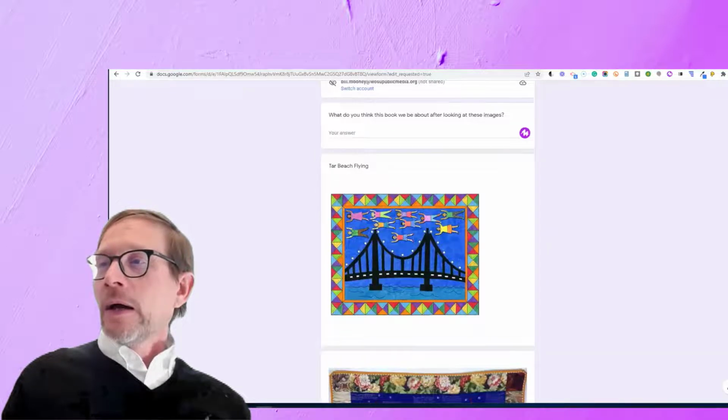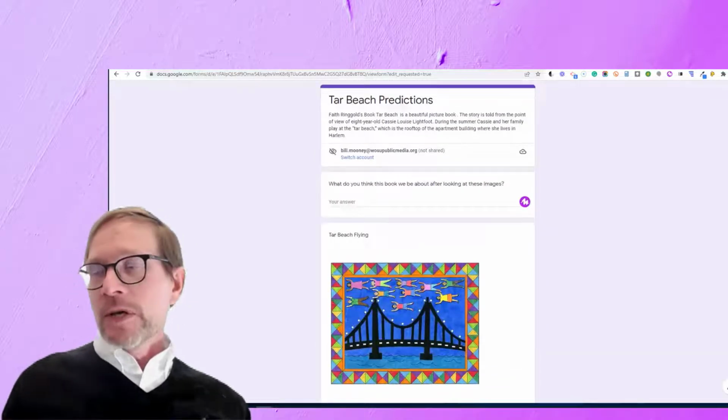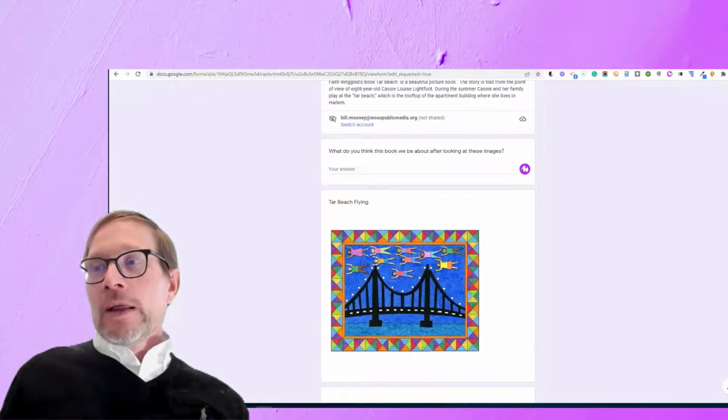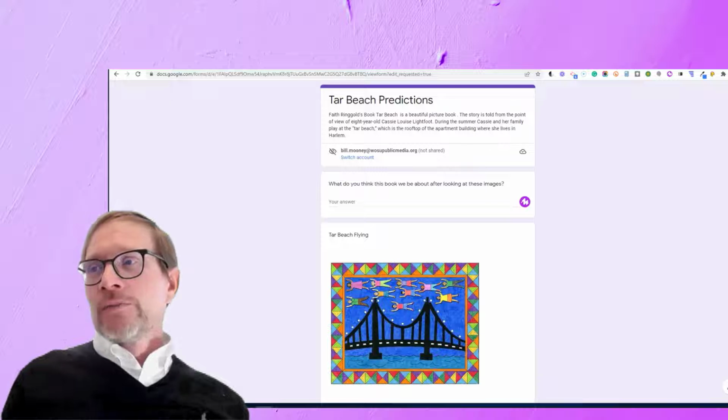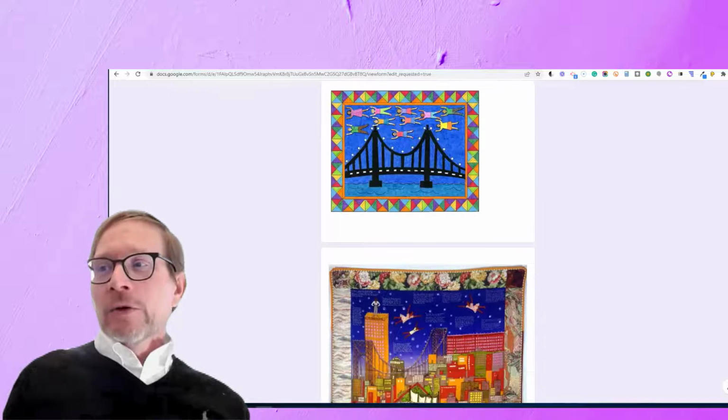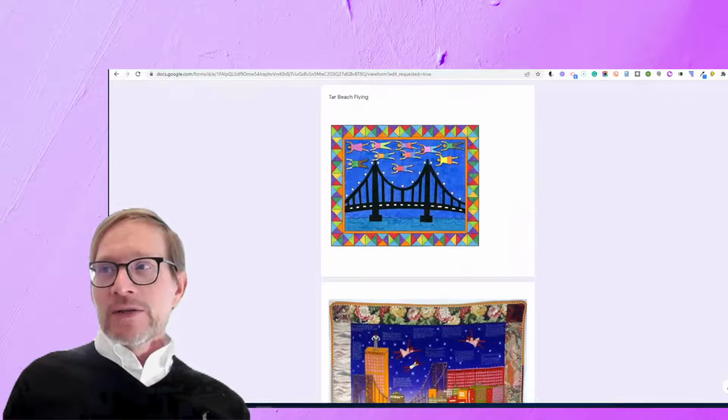So here I've got, again, the book's Tar Beach. And I started this with a question. What do you think this book is going to be about after looking at these images?